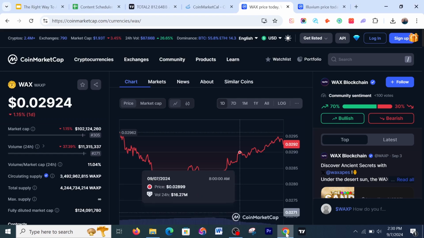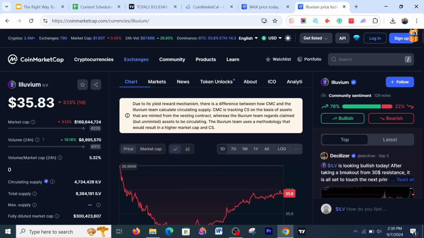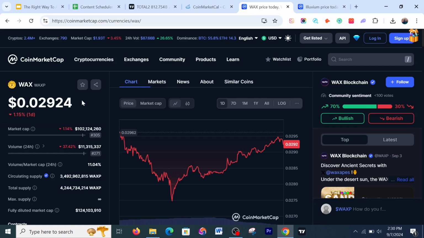Since both of them have upcoming news, we have Wax and we have Illuvium. We want to pick one, and we want to use tokenomics to decide. The circulating supply of Wax is 3.4 billion tokens, while the total supply is 4.2 billion. The max supply is infinite. What this means is that it's an inflationary tokenomics, meaning that the supply will continue to increase over time. This is only something you can trade for the short term. The circulating supply is also quite a lot.